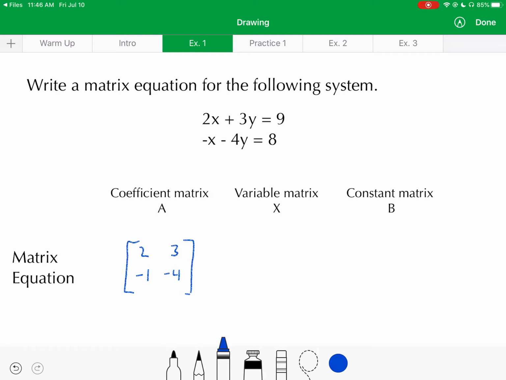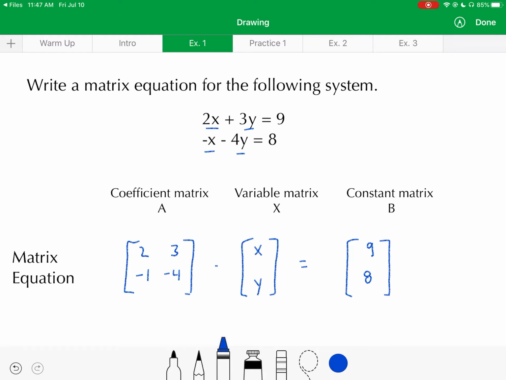So you're going to take that coefficient matrix, you're going to multiply it by a variable matrix, which is simply just going to be x and y. So whichever variable is written first in your two equations, in this case it's x, that's going to make up the first row, first column element, and then your second variable would make up the second row, first column element. And then you're going to set that equal to your constant matrix, which is 9 and 8.